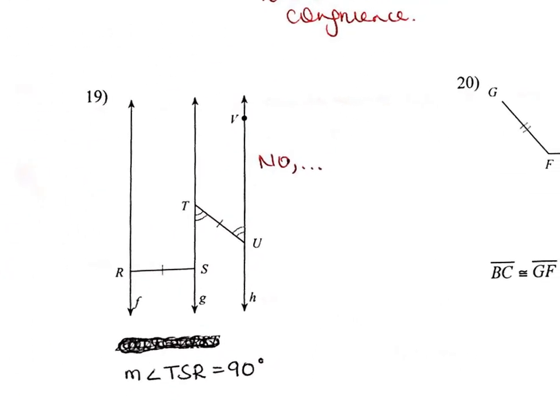All right, question 20. TSR, is that 90 degrees? Again, no. We would only know it was 90 degrees if we had seen the little box drawn there, but because it is not marked as 90 degrees, it is not 90 degrees that we know of. So something like that is what needs to be in your explanation.